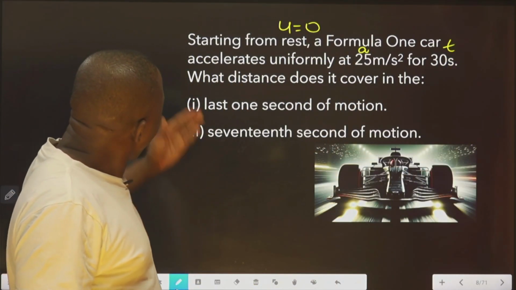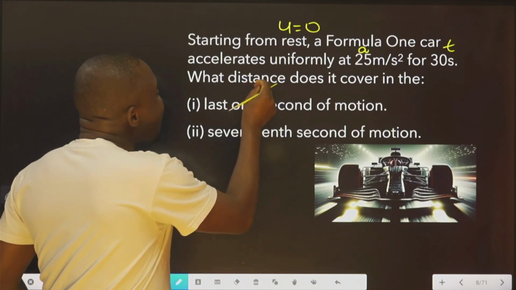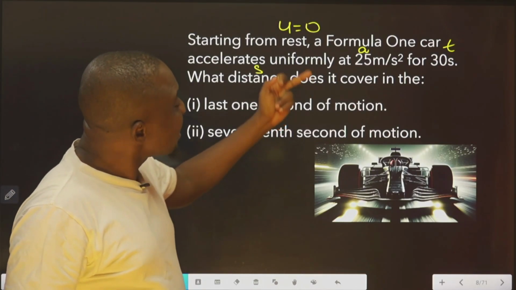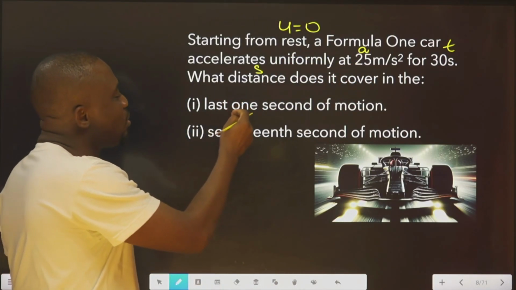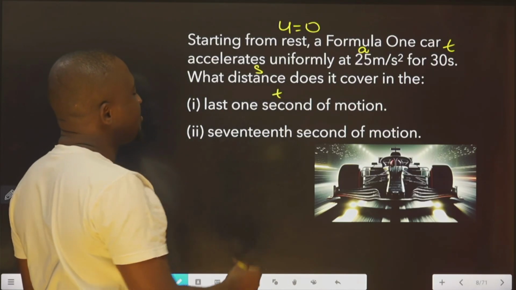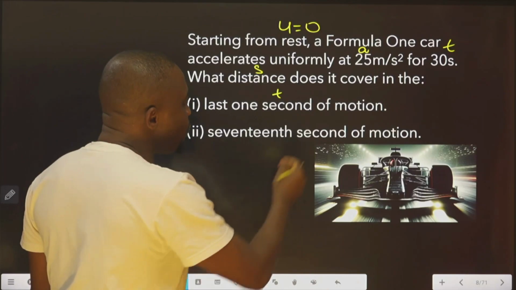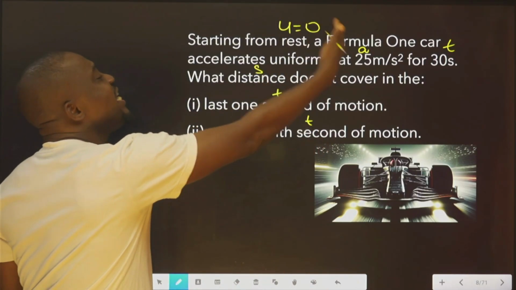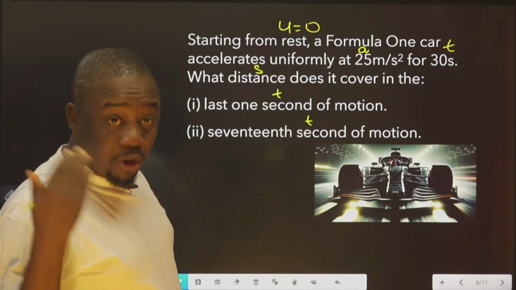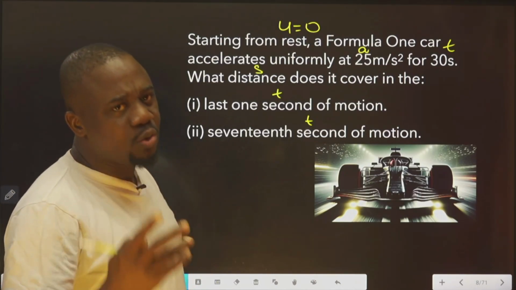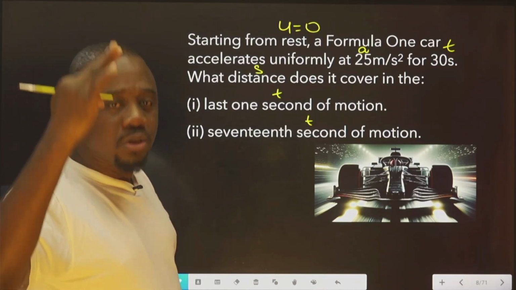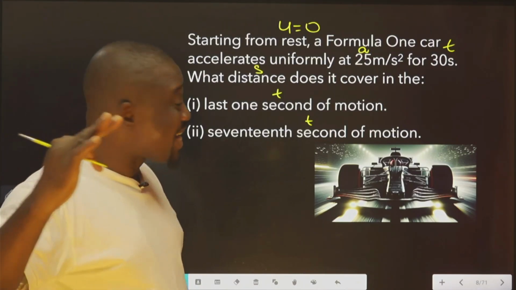What distance, s is distance, s, that is x, does it cover in the last 1 second of motion? Then, 17 seconds of motion, that is t. What is the purpose of me assigning these symbols? Because in motion, we have 3 equations which you should always know. If you like, memorize them.